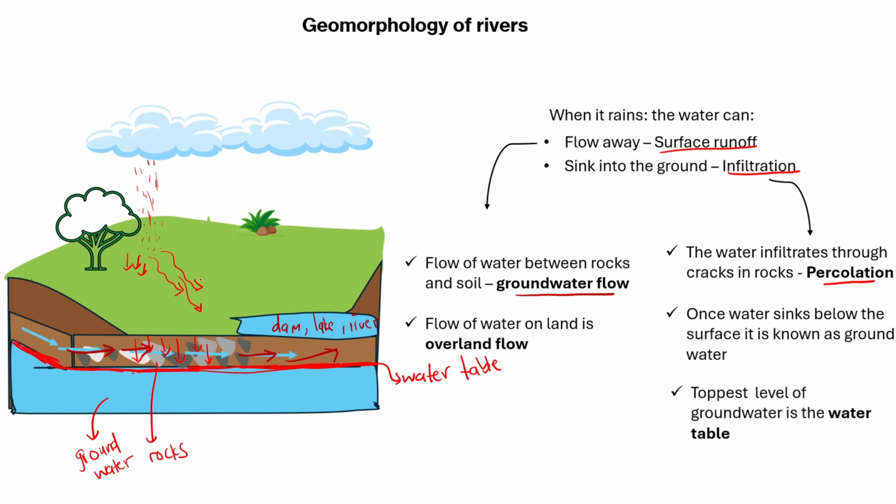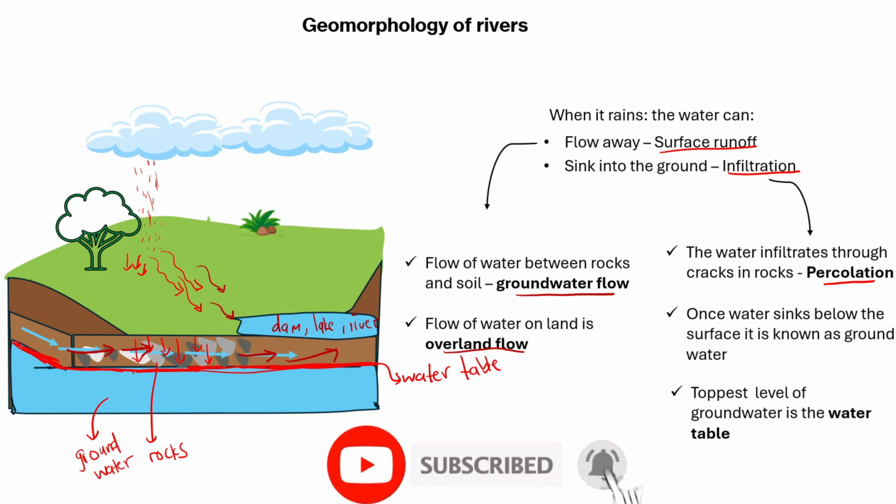The surface runoff, basically the water that is flowing from the surface, is also going to lakes. You can see that here there is a gradient, so it is going towards the lakes as well. The flow of water on the land is known as overland flow. So the surface runoff is the overland flow. Whenever you hear overland flow, it just means that the water is flowing towards a lake over the land.